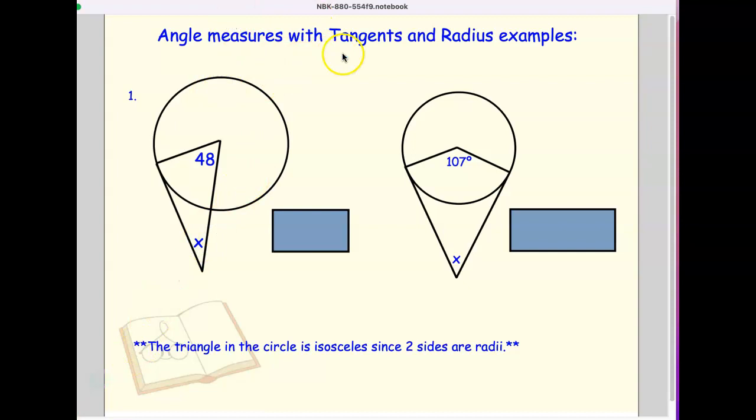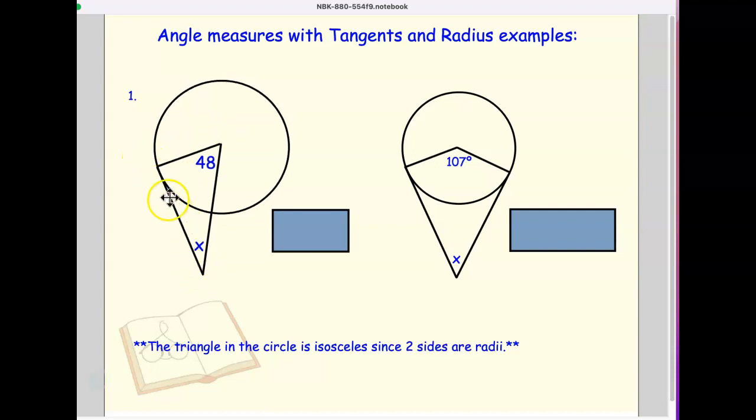So we're going to use that concept of the tangent line hitting the radius at 90 degrees to help us find some missing values. Okay, so our first example is this one, where, if this line is a tangent line, this would make it a right triangle. So this angle would have to be 90 degrees. Okay, so that would have to be 90 degrees there.